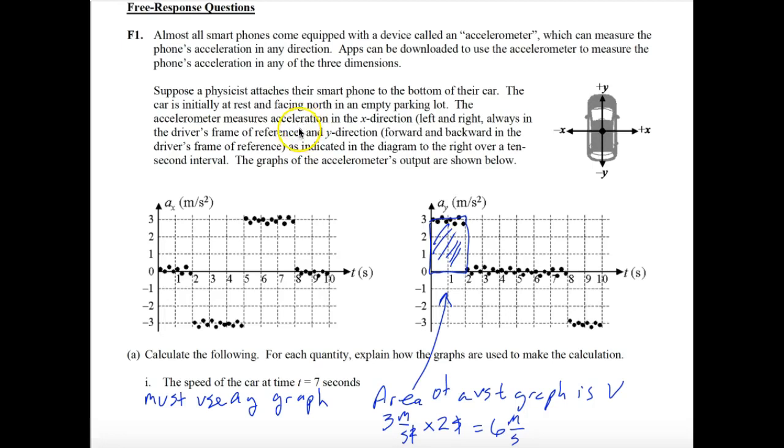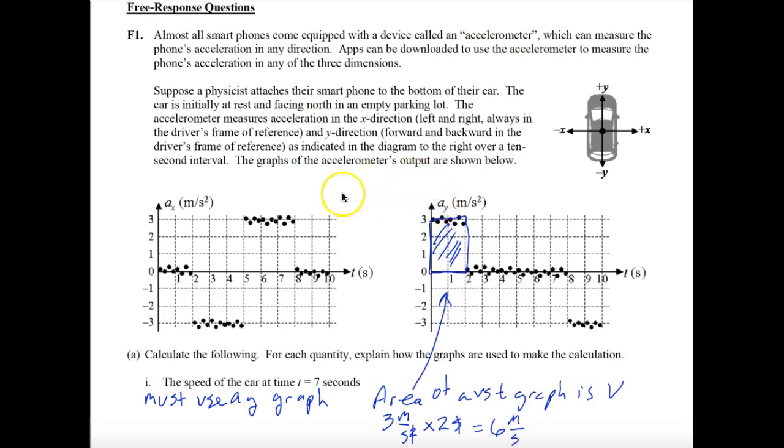So anyway, for some reason there's a physicist who attaches it to the bottom of the car. Don't know why. You could really just place it anywhere in the car, but nonetheless. If you look at this, you'll see that the acceleration versus time is plotted, and it's both in the X direction and in the Y direction, which is really super important for this problem.